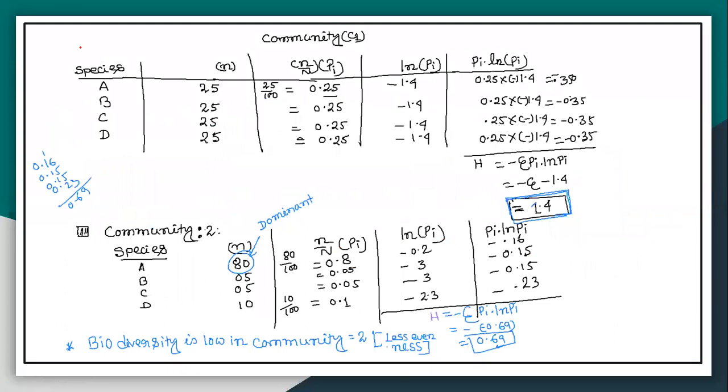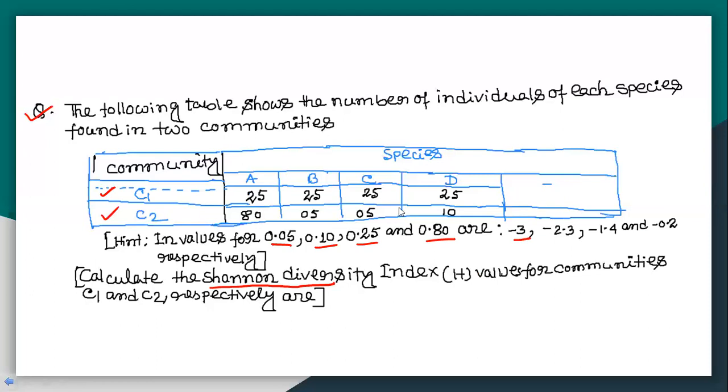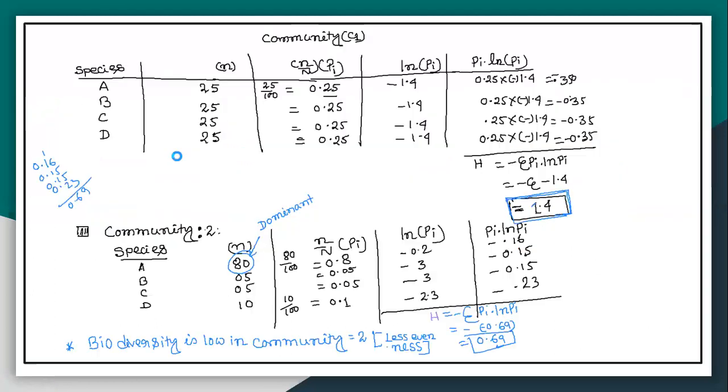Now come to the species and write the data given in the question paper. Write the formula first and then put the data. So small n is 25, 25, 25. You can see that in community 1, all are 25. For community 1, you can calculate pi. Pi is the small n by capital N. The total capital N is 100 here. So 25 by 100, that is 0.25. In that way, it's 0.25 for all.